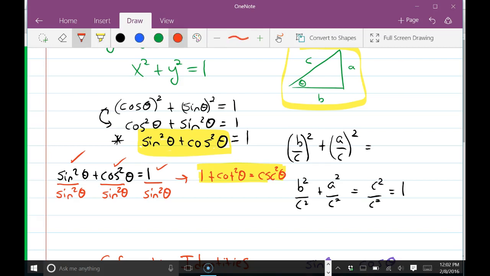Now again, we can go back to the original identity, sine squared plus cosine squared equals 1, and we can divide everything instead by cosine squared.